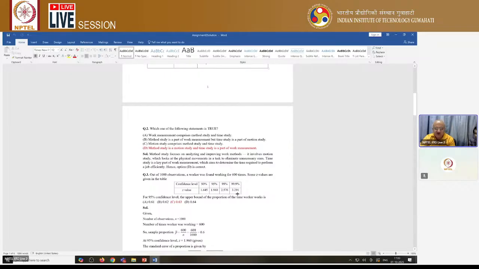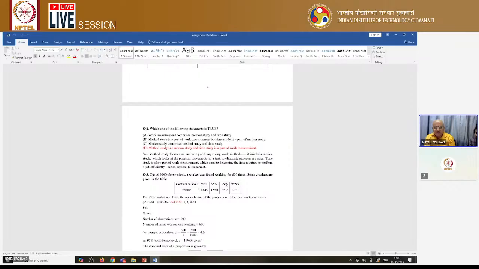99.9%, that means 3.291. Okay, these are the types of this one. Out of 1,000 observations, a worker was found working 600 times. So some Z values I have given for the 95% confidence level.